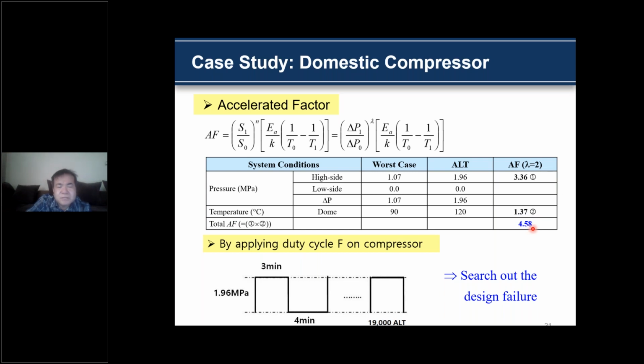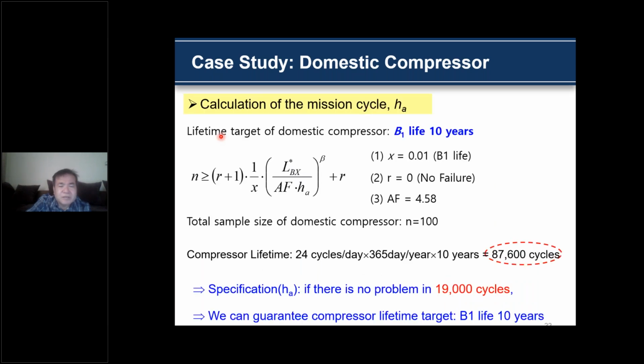With the duty cycle, we can search out design failures. This is how to calculate the mission cycle. The life target of the domestic compressor is beyond 10 years. The acceleration factor is 4.6. The total sample size of the domestic compressor is 100. The compressor life target for 10 years is almost 87,000 cycles. There is no problem with 90,000 cycles. We can guarantee that the compressor life target is beyond 10 years.